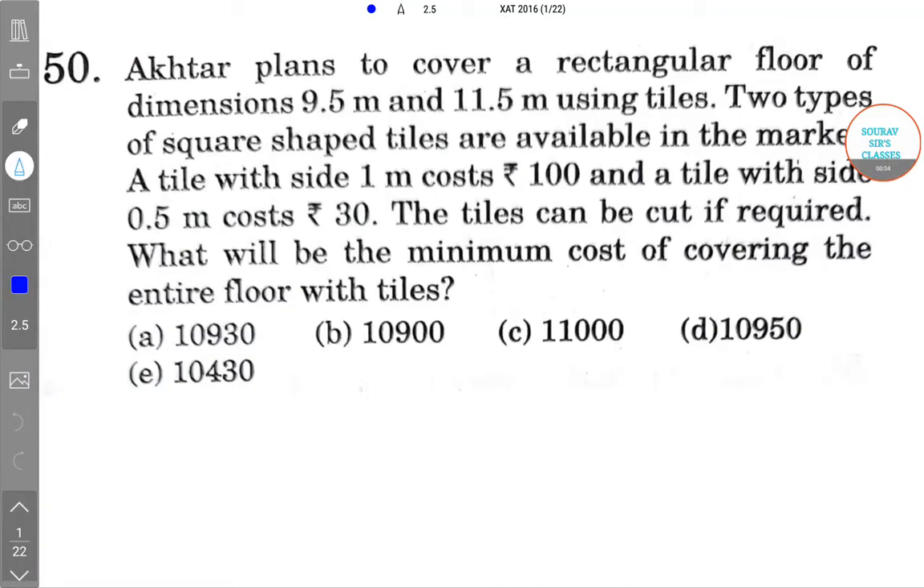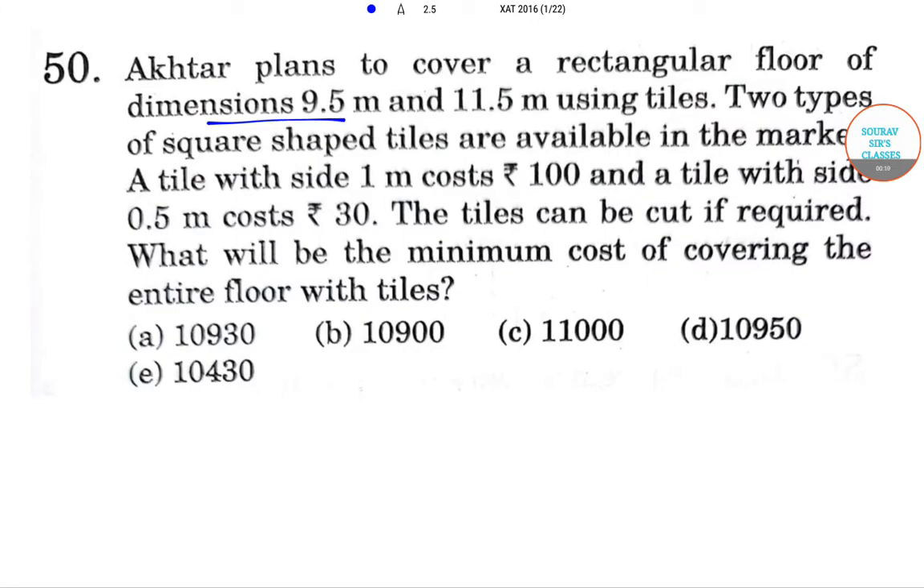The question is, Akhtar plans to cover a rectangular floor of dimensions 9.5 meter and 11.5 meter using tiles. Two types of square shaped tiles are available in the market. A tile with side 1 meter costs Rs 100 and a tile with side 0.5 meter costs Rs 30. The tiles can be cut if required. What will be the minimum cost of covering the entire floor with tiles?